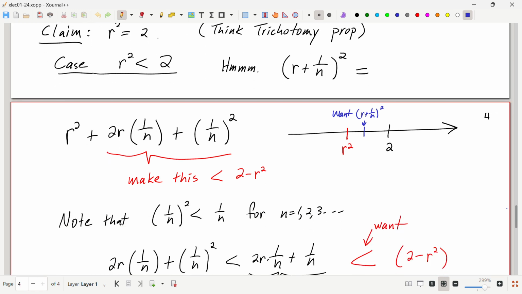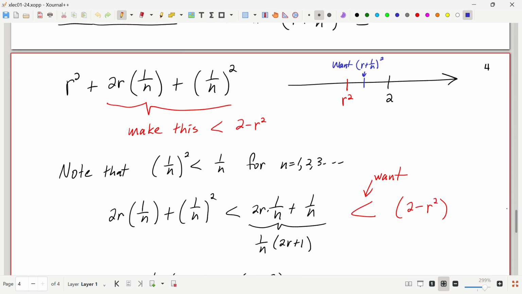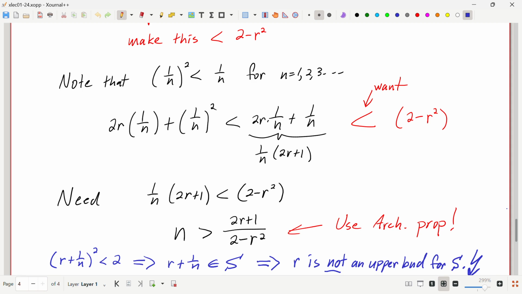Well, I played around with it last time and realized that it's not hard to do. If I choose 1 over n small enough, then I see an inequality I need to make it happen. And the inequality is that n needs to be greater than a certain thing. Those are positive numbers, by the way. And we know that the Archimedean property allows us to find such an n. Okay? So I can cook up an r plus 1 over n whose square is less than 2.